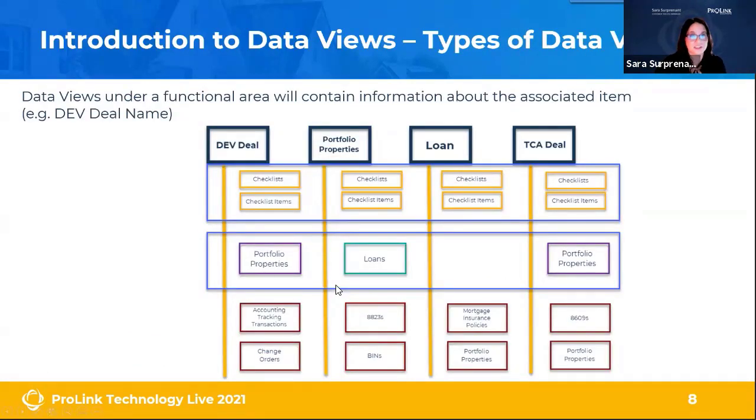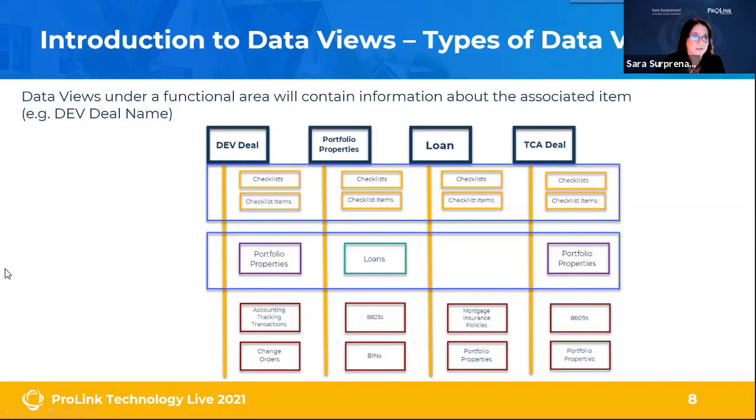So data views under each area will contain information about the associated item at the top level. For dev deal, properties, loan, and TCA deal, and a few other modules, you're going to have checklists and checklist items under pretty much every module. You'll have a portfolio properties option under your dev deal because sometimes you do have your dev deal associated to your properties, same thing with TCA deal. So if those are connected, you can search by either one in a data view.